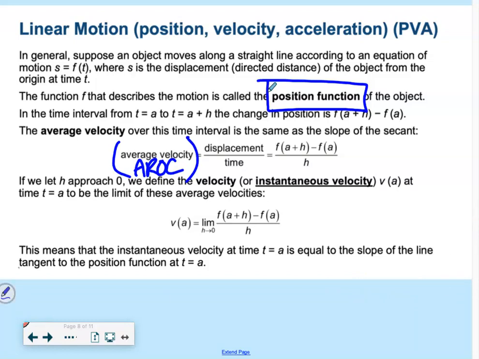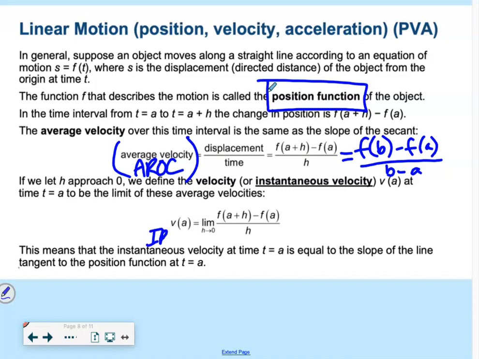So average rate of change, which is normally displacement over time: how far have you moved, how long did it take you to do it, right? So it's typically f of a plus h minus f of a over h, or it's f of b minus f of a over b minus a, right? You guys know those are interchangeable formulas. That's for average rate of change.